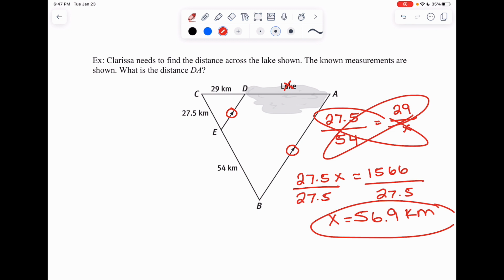So if you notice that there's a line parallel to your third side of the triangle, set up the proportion top over bottom equals top over bottom.